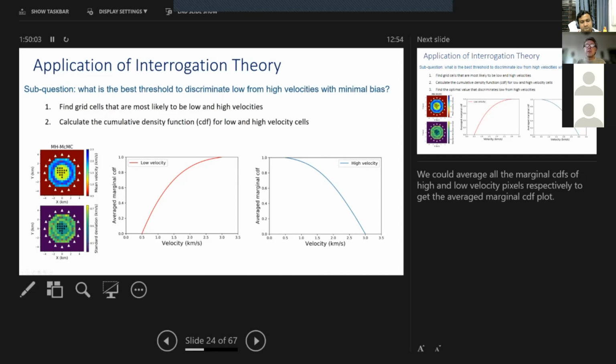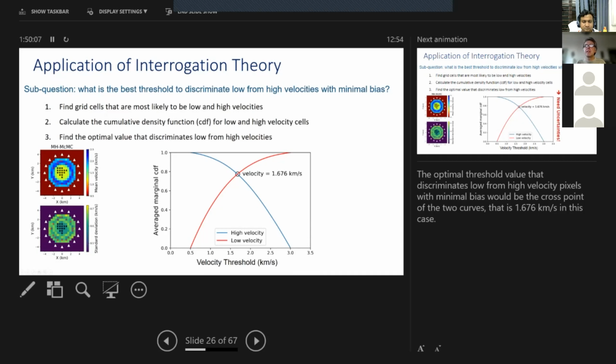And if we take those CDFs and we put them together, this particular point here is important, because that is the point at which the probability of categorizing the low velocity cells as low velocity is exactly equal to the probability of categorizing high velocity cells as high velocity. That is the unbiased threshold to use. And what's clear is we need uncertainties to define that.